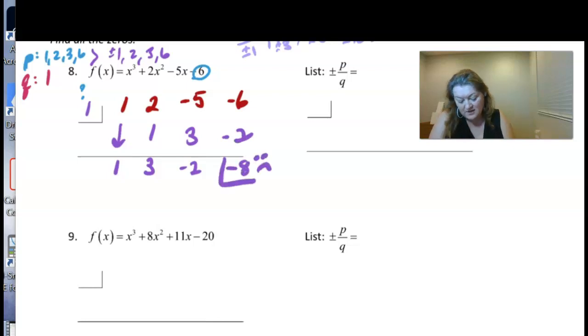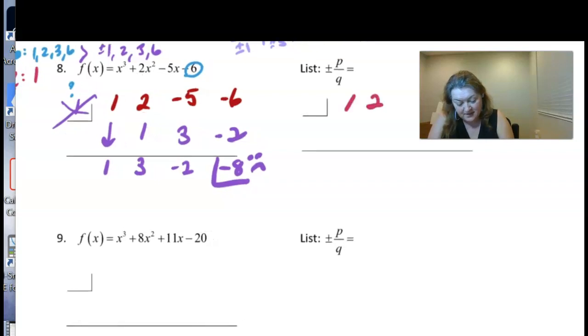Sad face. Why? Because with a remainder, it tells me it didn't divide equally. So this does not work. So 1 does not work, so I get to try it all over again. Isn't this great? This is like living our best life right here, people. All right, so 1, 2, -5, -6, and a 1 didn't work. So I think I'm going to try a -1 next and see if that's any better.